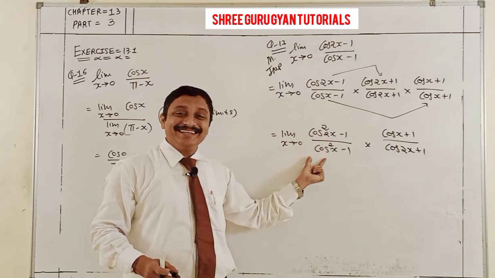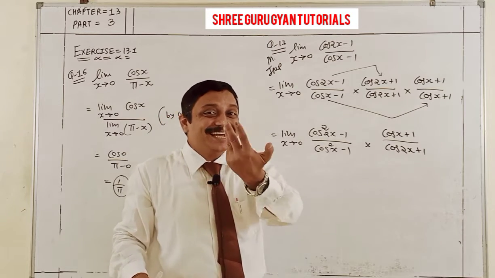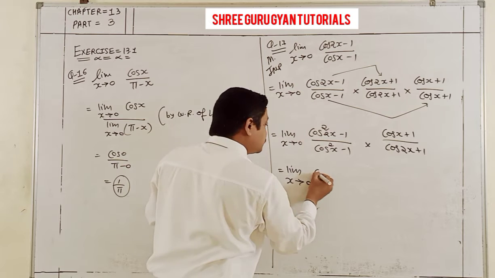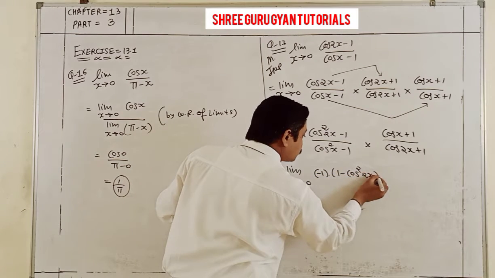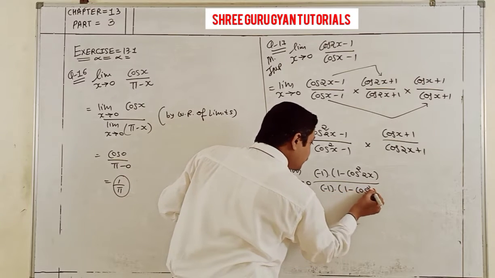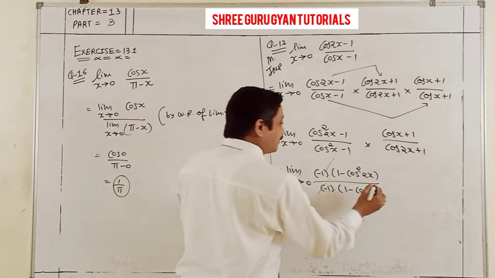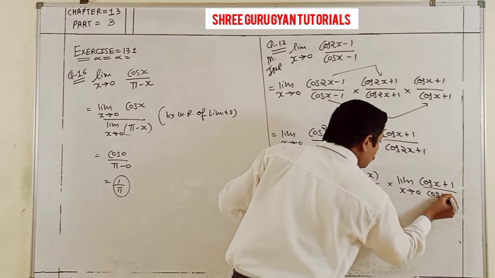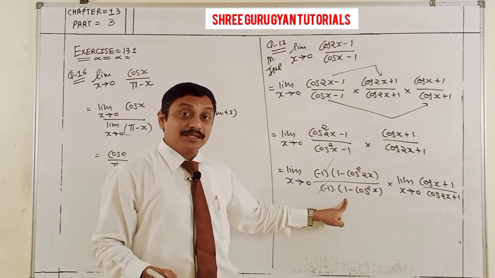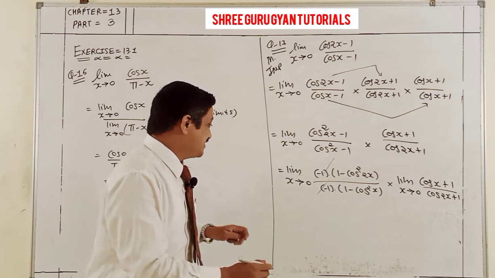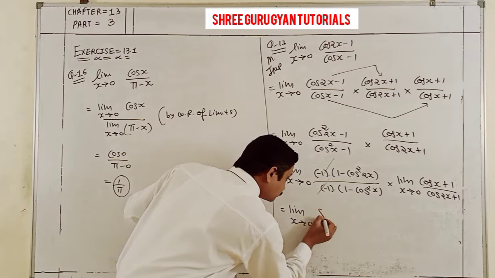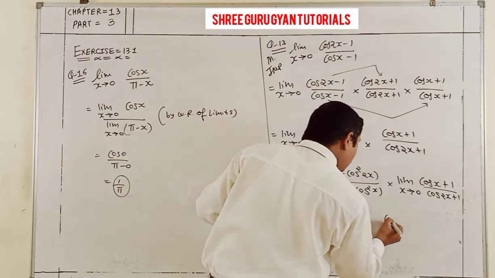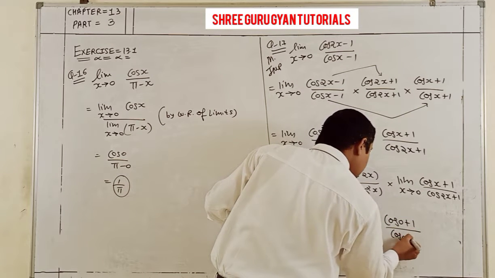Now here, take minus common. You convert into 1 minus cos square x, which is sin square x. So limit x tends to 0, here I just take the common minus: minus 1 minus cos square 2x, over minus 1 minus cos square x, and minus minus cancel. For the other, just apply the limit by working rule: cos x plus 1 by cos 2x plus 1. Now 1 minus cos square x is indirectly sin square x. So limit x tends to 0, sin square 2x below sin square x, and for the other limit apply cos 0 plus 1 by cos 0 plus 1.